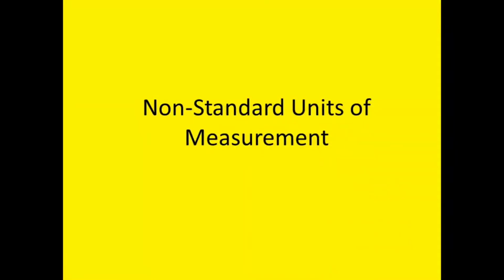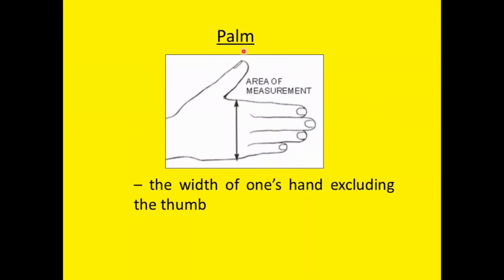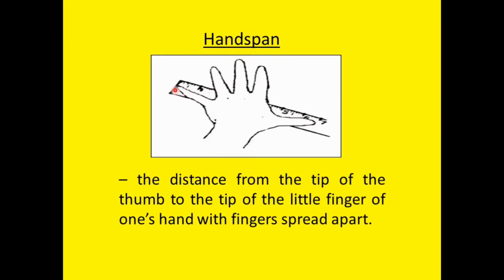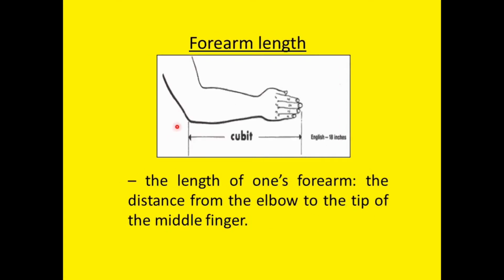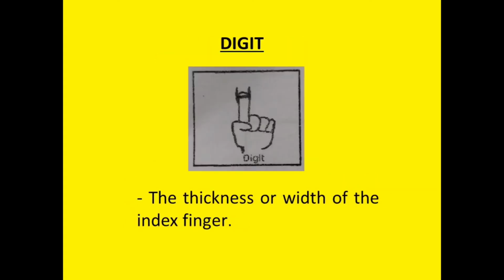In ancient times, parts of the human body and nature were used as units of measure, and these are what we call non-standard units of measurement. So we have the palm: the width of one's hand excluding the thumb. And handspan: the distance from the tip of the thumb to the tip of the little finger of one's hand with fingers split apart. Forearm length: the length of one's forearm, the distance from the elbow to the tip of the middle finger. Digit: the thickness or width of the index finger.